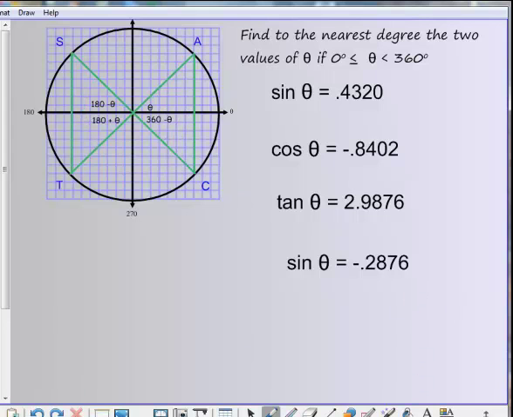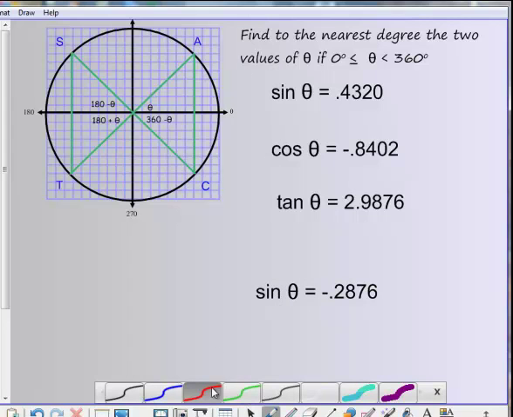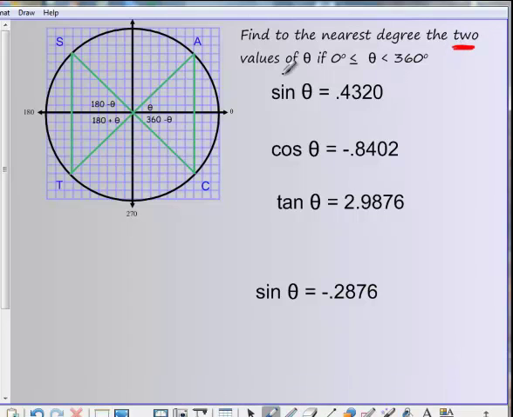So let's run through some practice problems here. Find to the nearest degree the two values. So we're always looking for two values in this practice section of theta, and theta is going to be somewhere between 0 and 360. All right, sine of some angle is 0.432. Well, I'm going to inverse sine, just like we did back in 8th grade. Mr. Labadie or Ms. Shahovska could have told you just to get an angle, we do inverse.